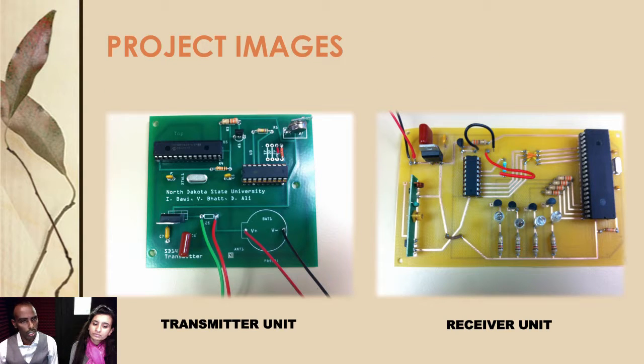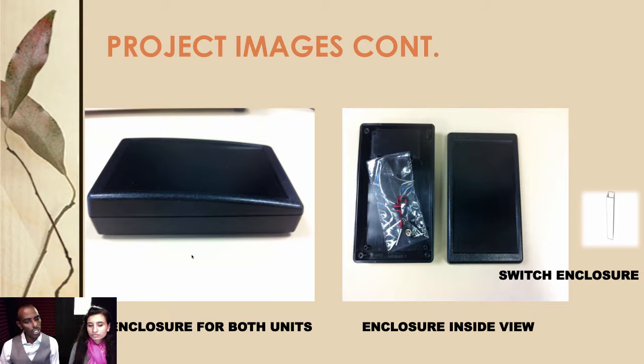These images are the images of our project. Image on the left is the transmitter unit PCB port, which will go under the seat along with the enclosure. And the image on the right is a receiving PCB port image, which will go on the dashboard along with the enclosure. As mentioned in the previous slide, these are the enclosures of the previously shown PCB ports. You can also see the inside of the enclosure on the right. On the far right side, you see a switch enclosure, which will sit next to the seatbelt buckle.